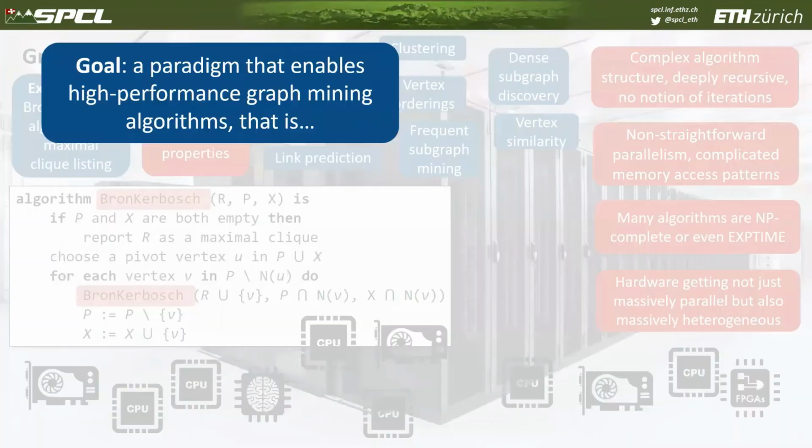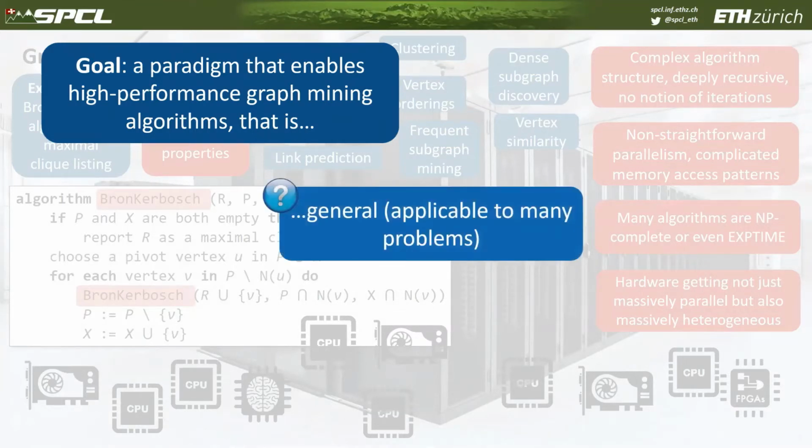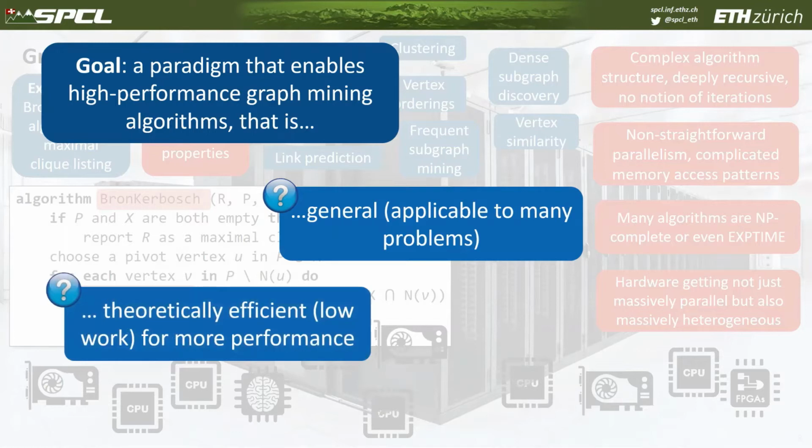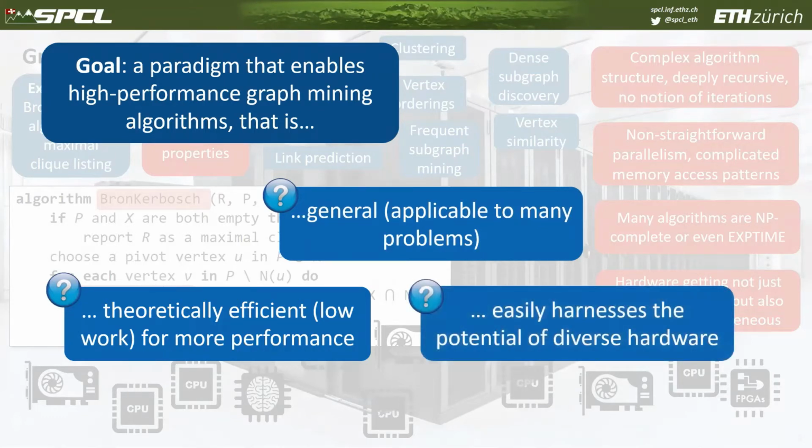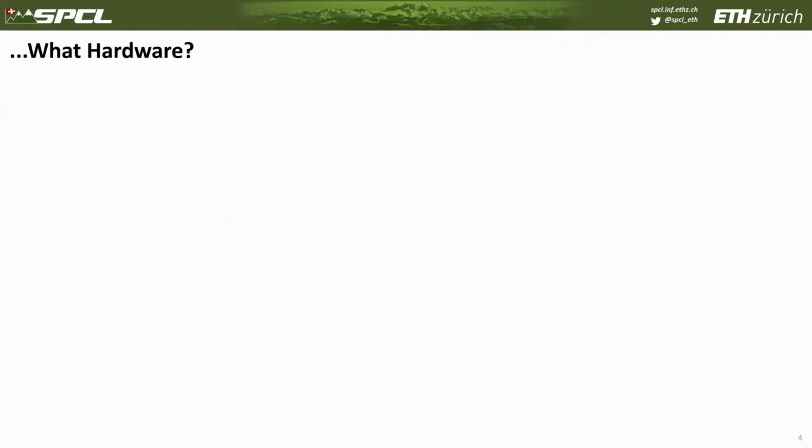So what we really want is a paradigm that will enable high-performance graph mining algorithms that is, on one hand, general. So we want this paradigm to be applicable to many problems. We also want to have some theoretical guarantees on low work, to have guarantees also on the resulting performance of these algorithms. At the same time, we also want it to be able to easily harness the power of this diverse hardware. Before we proceed, let's take a look at what hardware we mean exactly.